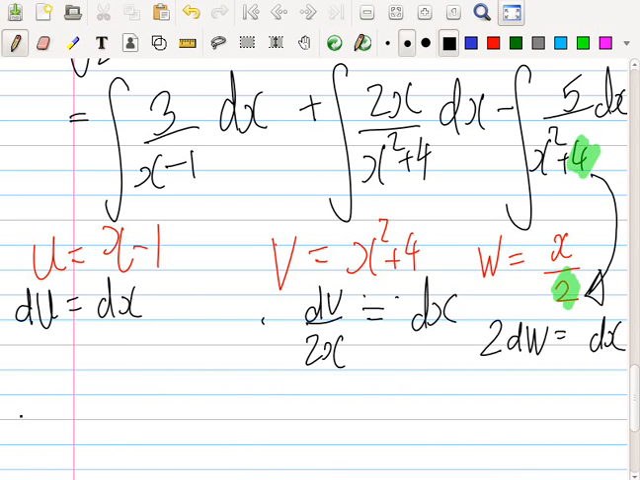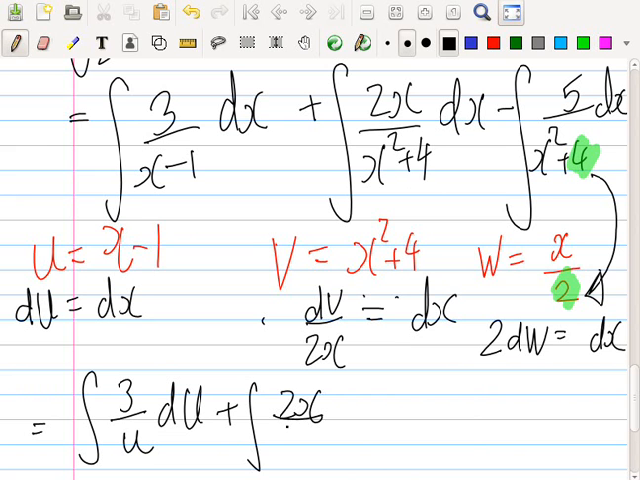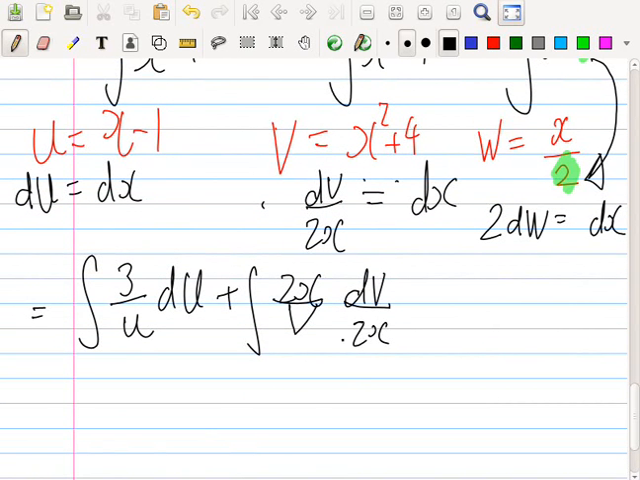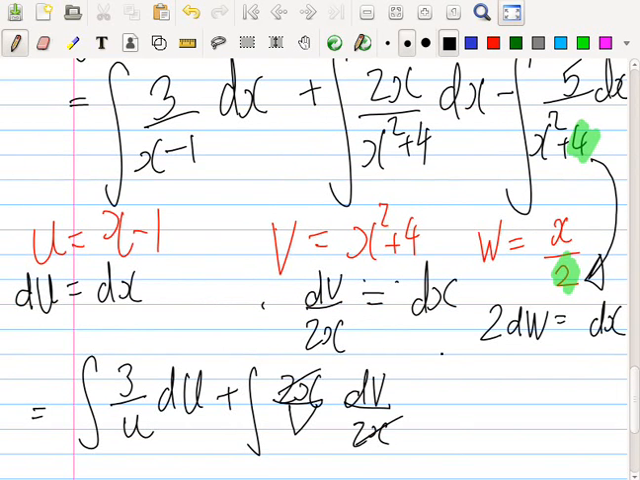Okay. So going back to my question, this becomes 3 over u du plus, now what happens here? Who can tell me what happens here? What do I get? Well, I have 2x on the top, right? But what do I have on the bottom? Come on, wake up, please. What's on the bottom here? v. And then what goes here? dv over 2x. But what happens to the 2x's? They cancel. Alright.